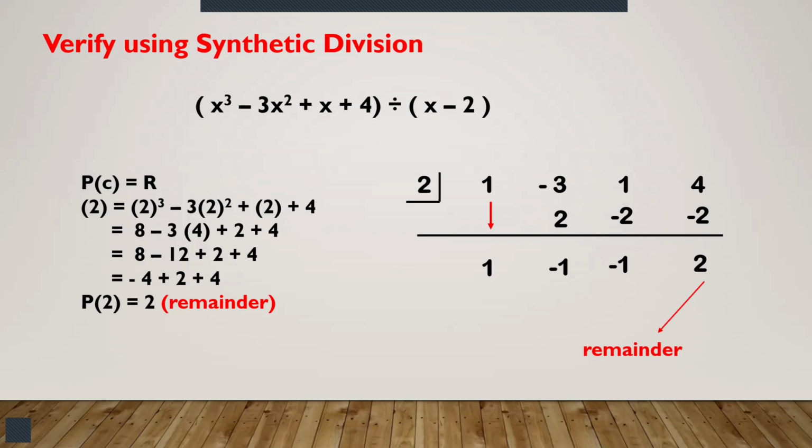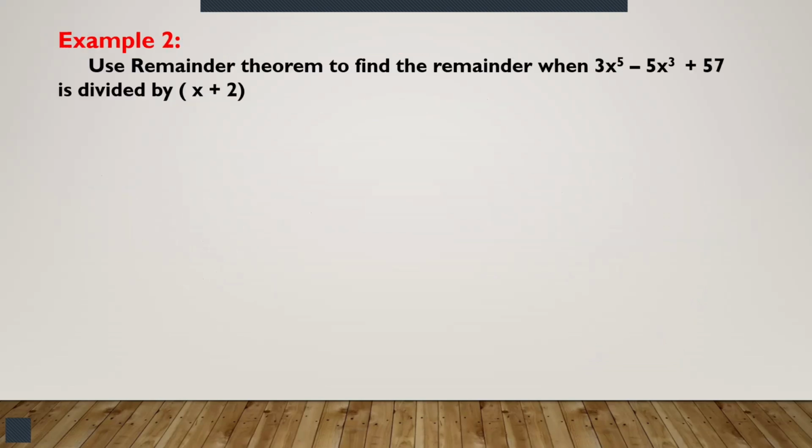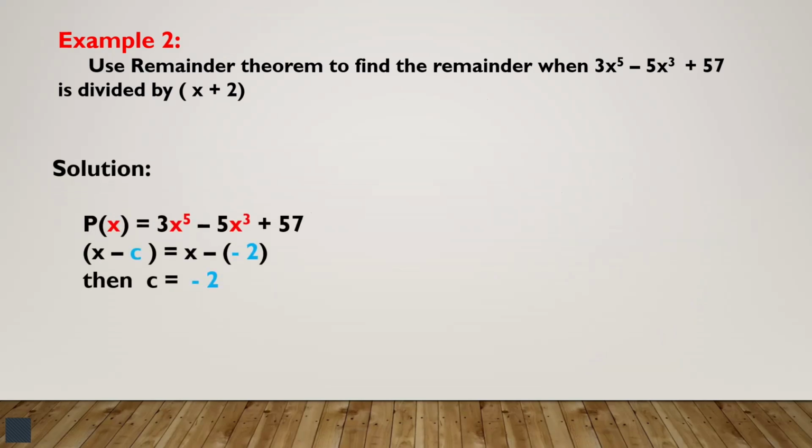Now, let's go to the next example. Use the remainder theorem to find the remainder when 3x to the fifth minus 5x cubed plus 57 is divided by x plus 2. Okay, let's have the solution. Let p of x be equal to 3x to the fifth minus 5x cubed plus 57. Our divisor is x minus c. So, c is equal to negative 2.